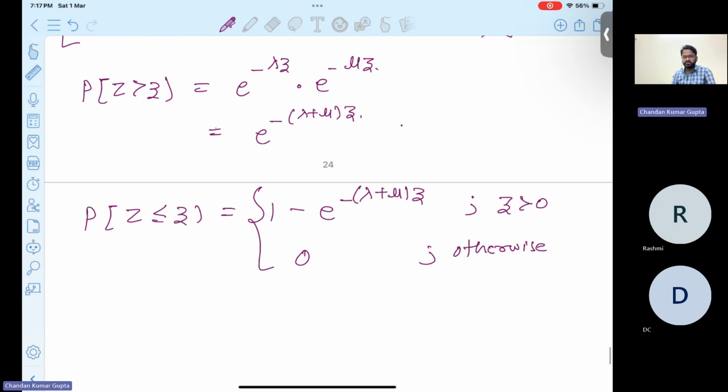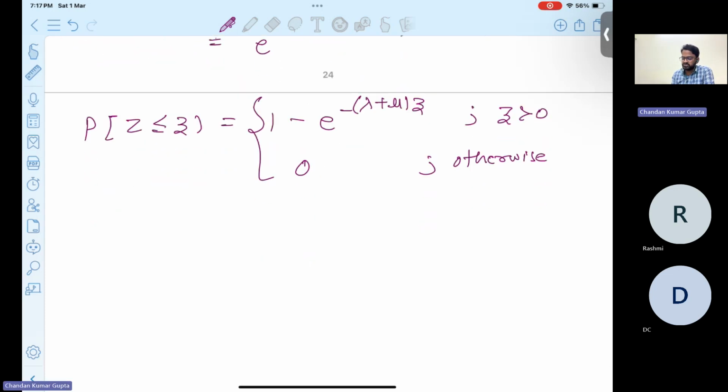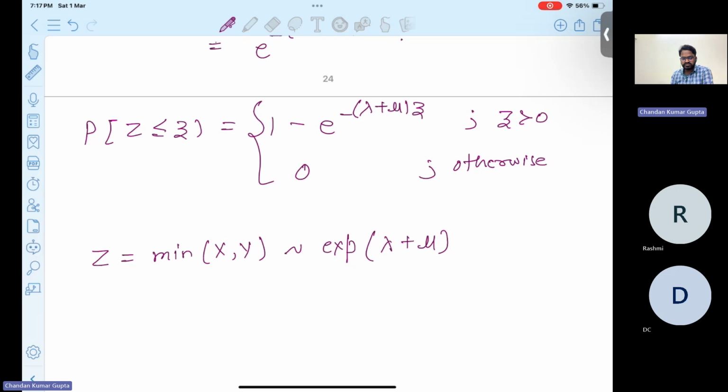So we are able to calculate the distribution of Z random variable, which is defined as minimum of X, Y. Here, if you see, you can find that Z, which is minimum of X and Y, also follows exponential distribution with parameter lambda plus mu. So X is an exponential distribution, Y is also exponential distribution, we define a transformed random variable, which is minimum of X and Y, and that also follows the exponential distribution with parameter lambda plus mu.